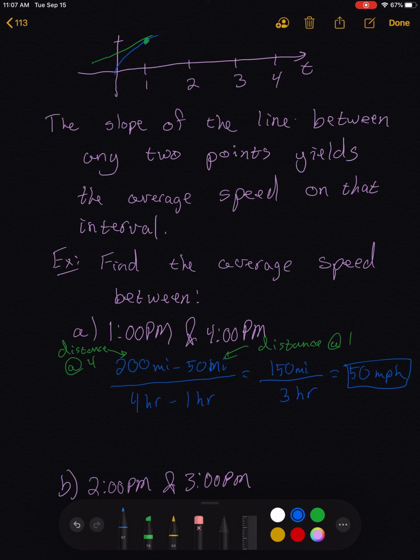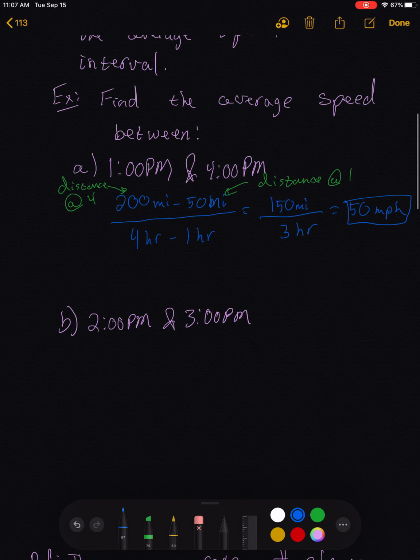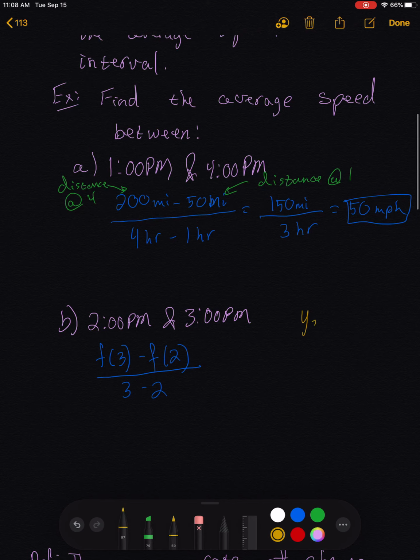So another way of thinking about this, and I'll do it for a different example: if I want the average speed between 2 p.m. and 3 p.m., instead of just skipping right to however far we traveled at 3 p.m., we could just call that f of 3. And how far we traveled at 2 p.m., we could call that f of 2, and do that over 3 minus 2. And notice what we're doing right now is just calculating a slope, right? Remember that general slope formula, y2 minus y1 over x2 minus x1? That's all this is. The f of 3 and f of 2, that's your y2 and y1, and the 3 and the 2, that's x2 and x1.